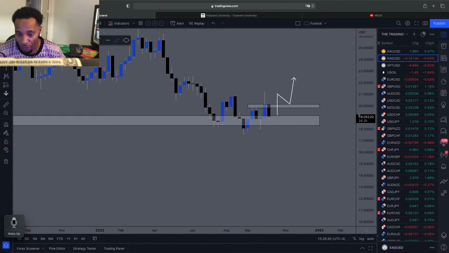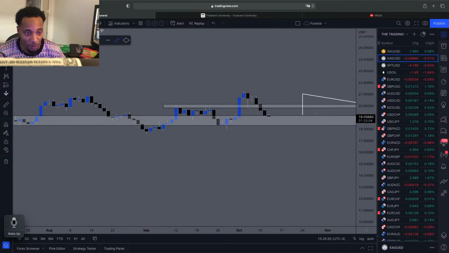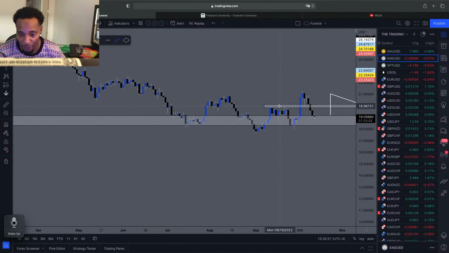If we do drop down to the weekly time frame, you can see we are starting to create higher highs and higher lows out of this market, where it would be nice to see a break above this structure area right in here, this resistance that the market has created, and then from there we can look for the continuation to the upside.